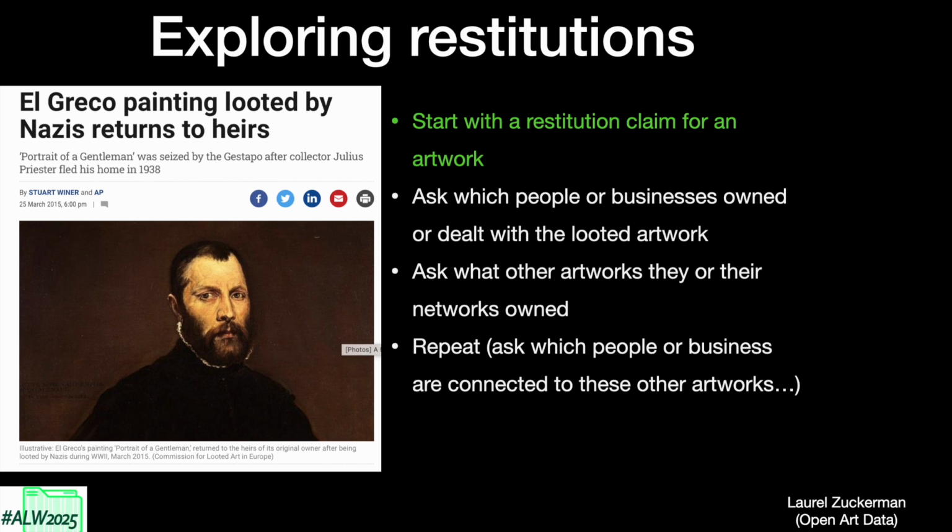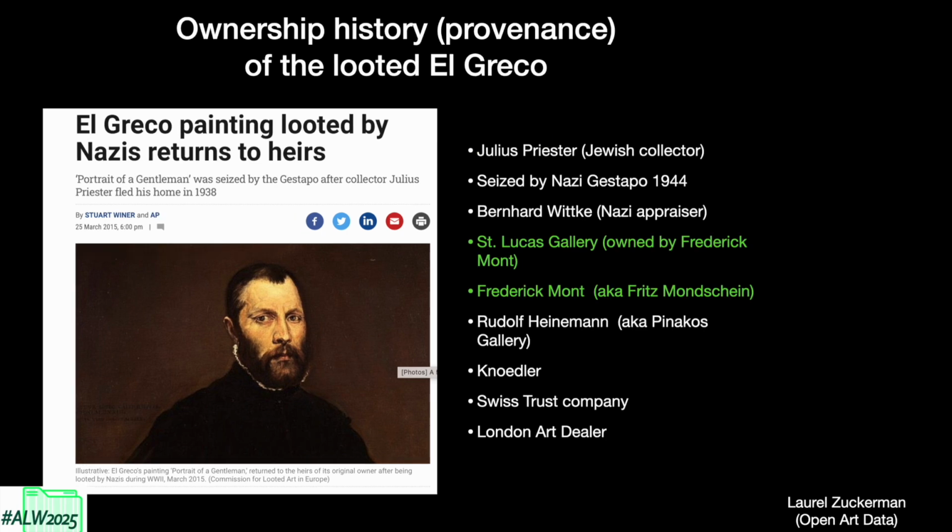So how do we work with restitutions? To recap, we start with a claim, we ask who dealt with those and what other artworks they owned, and we repeat. So for example, in the El Greco, which is a spectacular example of also erroneous provenance for something that was looted, these are the people who it passed through after it was seized by the Gestapo. We will just focus on a couple of them. Frederick Mott and the gallery he owned, St. Lucas Gallery.